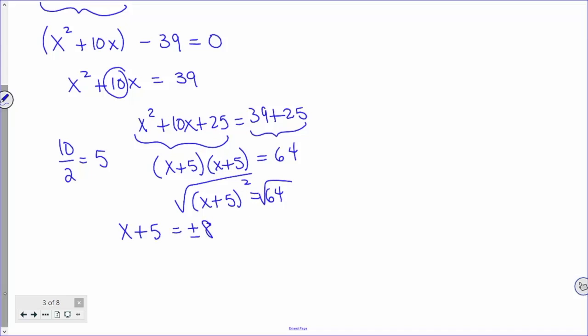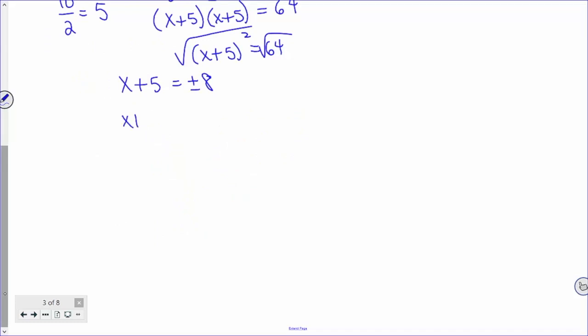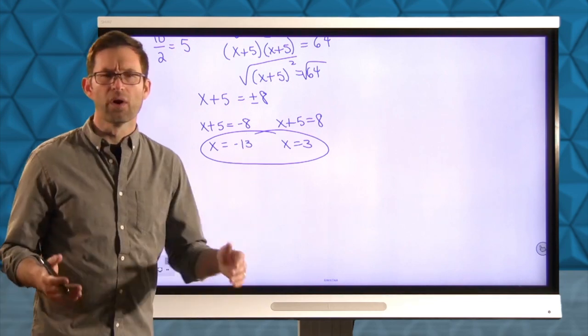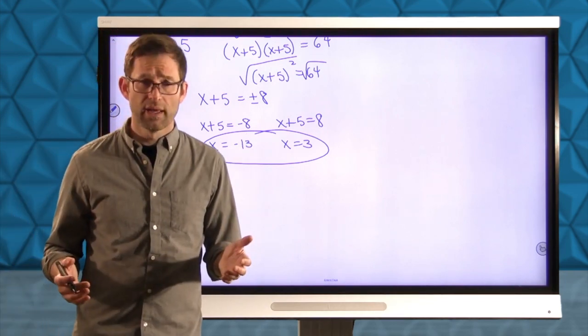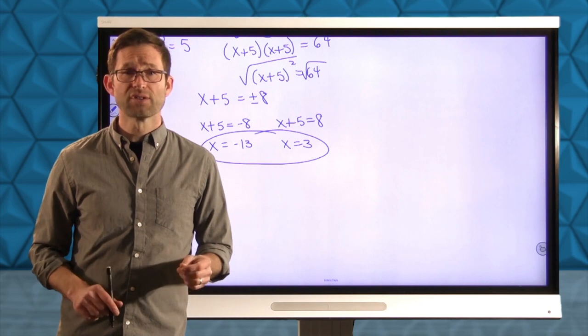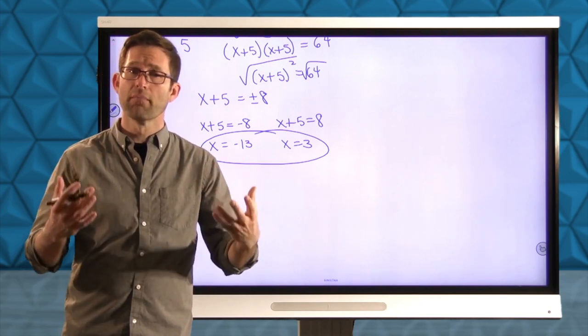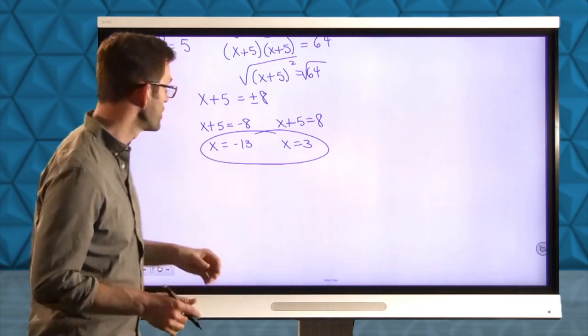The rest of this, we can just say x plus 5 is equal to negative 8. x plus 5 is equal to positive 8. In this case, x would be negative 13 and 3. All right. Now, honestly, all of that is not really all that relevant to what we're doing today. But it's something you did last year that used completing the square. So hopefully it wakes up some dormant memory cells that you've got there from last year.